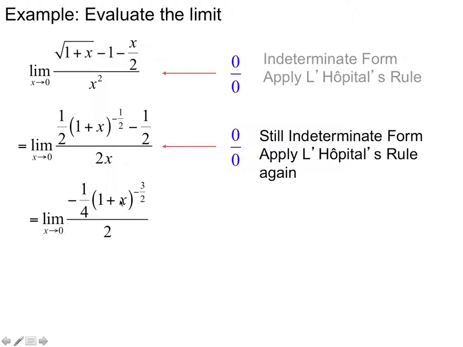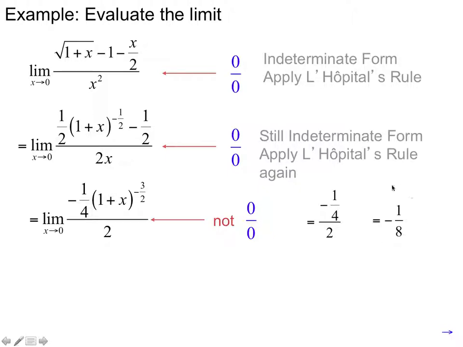Now when we plug in 0, we get minus 1/4 times 1 over 2. So that's no longer needing L'Hopital's. So minus 1/4 over 2, that means minus 1/4 times a half, which is minus 1/8. So the limit of that is minus 1/8.